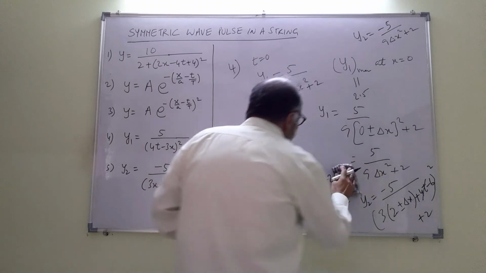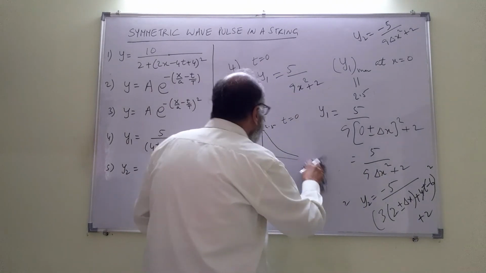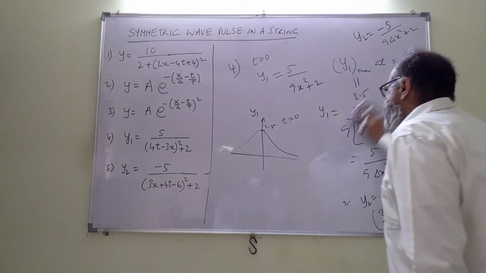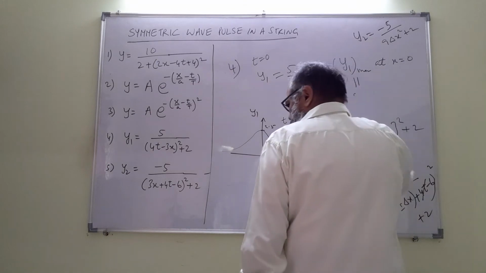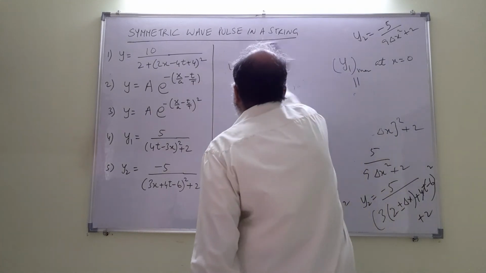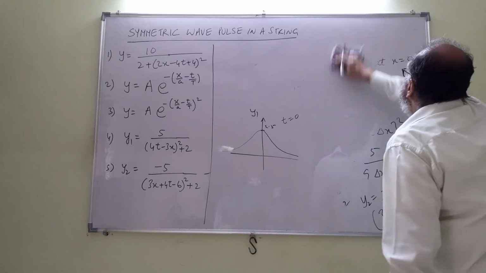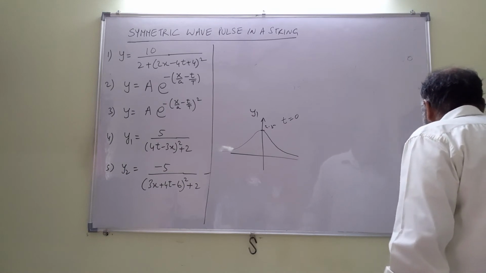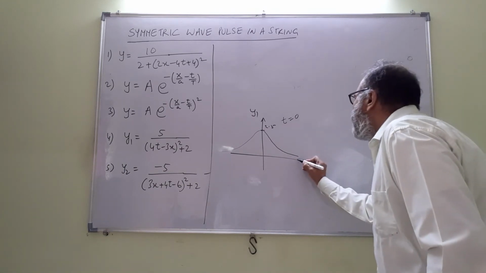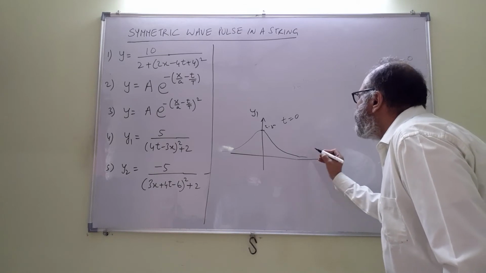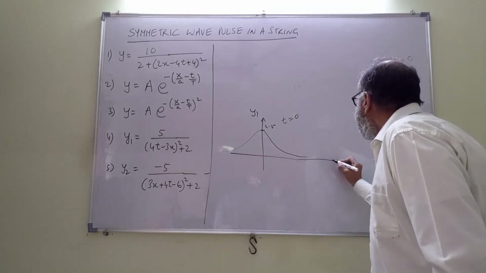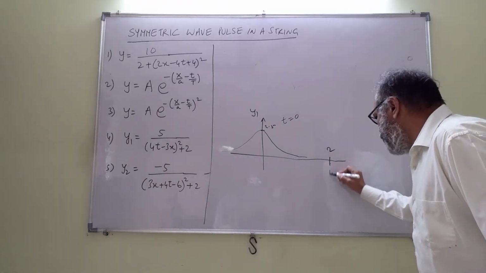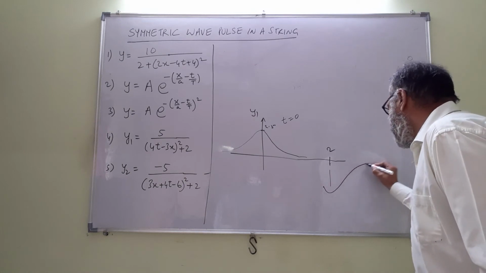Let us try drawing this on the same string. Supposing both these are on the same string, what happens? You will have this like that, and this tending to infinity, this tending to infinity. At 2, you have a minimum, and this will go this way.